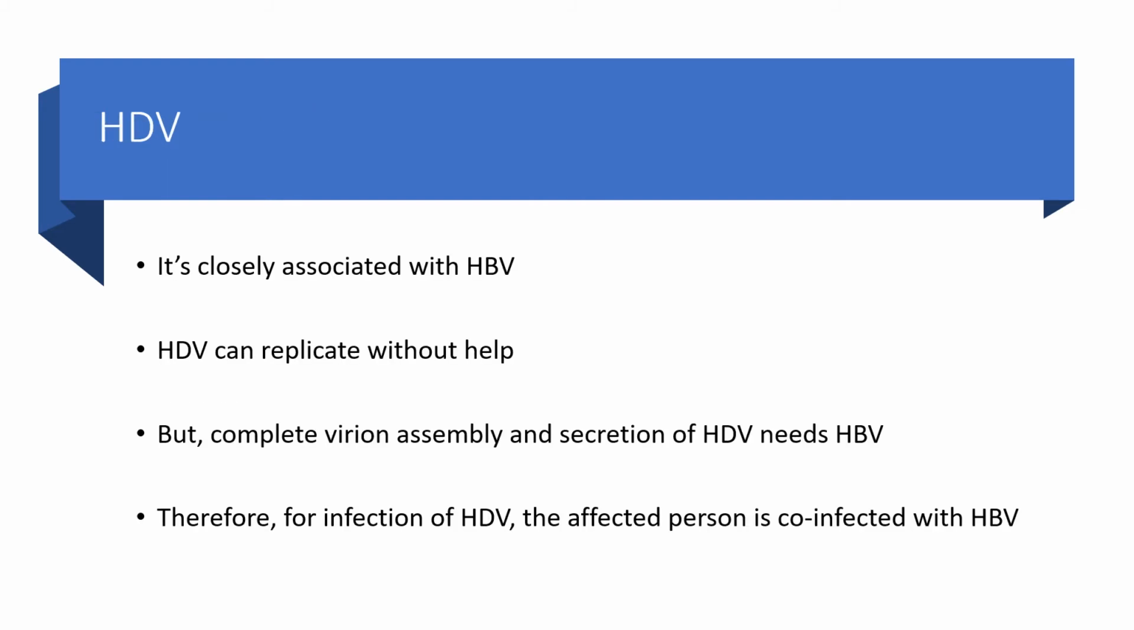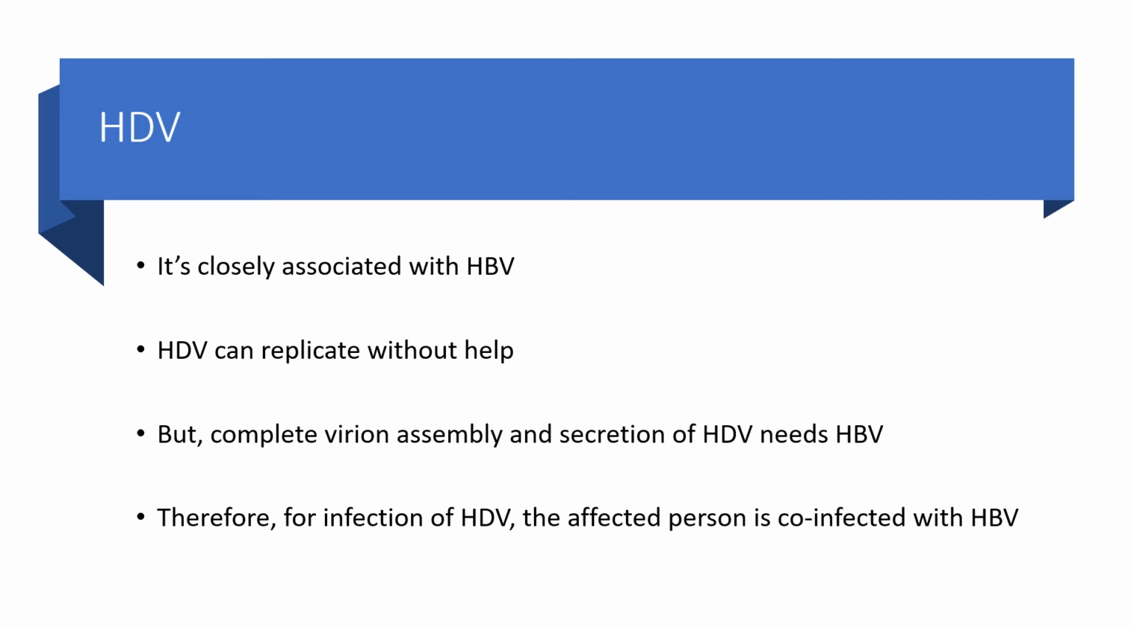Hepatitis D virus is closely associated with hepatitis B virus. We will know why in a bit. Hepatitis D virus can replicate without help. Let me repeat. Hepatitis D virus can replicate without the help of hepatitis B virus, but complete viral assembly and secretion of hepatitis D virus cannot happen without the help of hepatitis B virus.